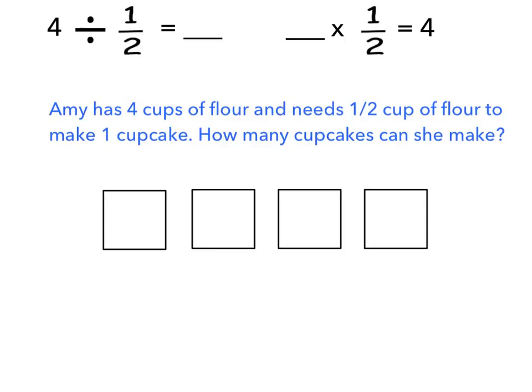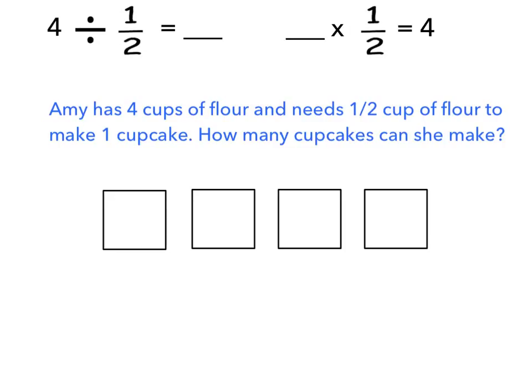Now that we have our equation and our missing factor problem, it's really helpful to use a story problem to help us to understand the context. Here's a story problem for this equation. Amy has 4 cups of flour and needs half a cup of flour to make 1 cupcake. How many cupcakes can she make?